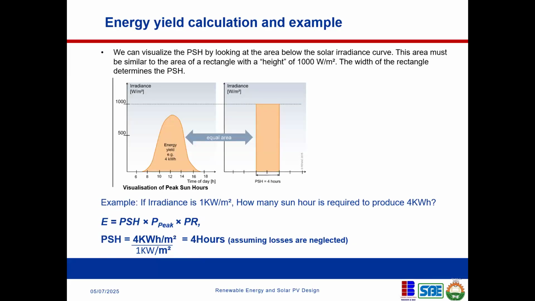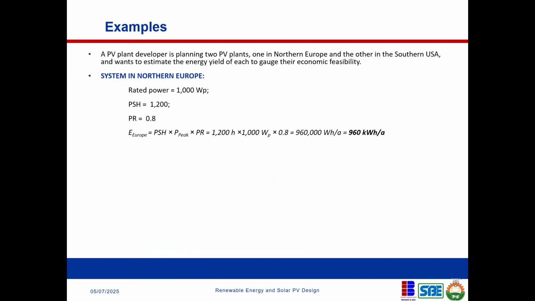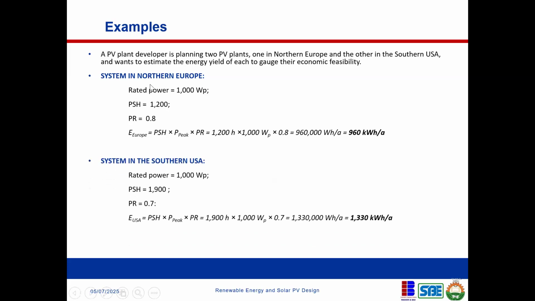So I've explained what the peak sun hour is. Let's also look at an example. A power plant developer is planning 2 PV plants, one in Northern Europe and the other in the Southern US. And he wants to estimate the energy yield of each of the plants to gauge their economic feasibility. Now, these are the system characteristics for the system that is going to be installed in Northern Europe. The rated power output is going to be 1,000 watts peak. That is the capacity of the solar PV. The peak sun hour of Northern Europe, for an entire year, is 1,200. The performance ratio is going to be 0.8.